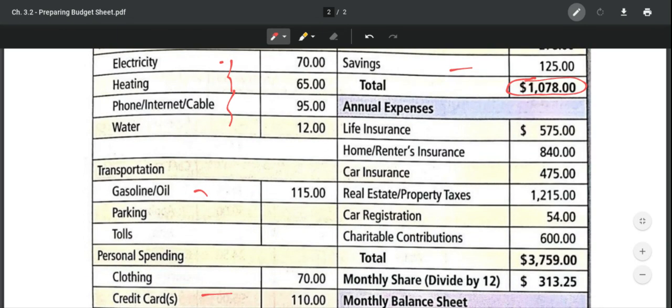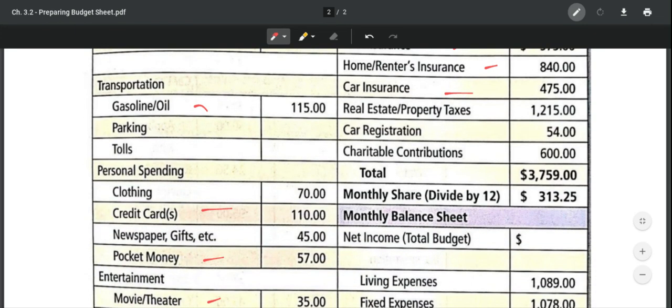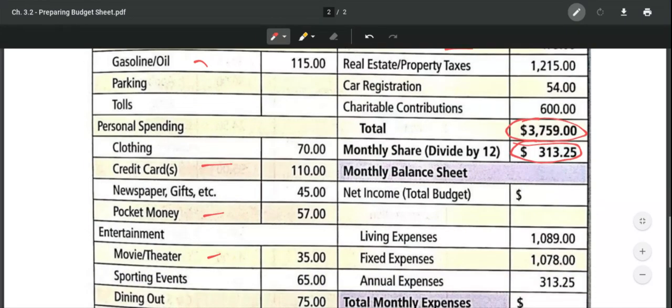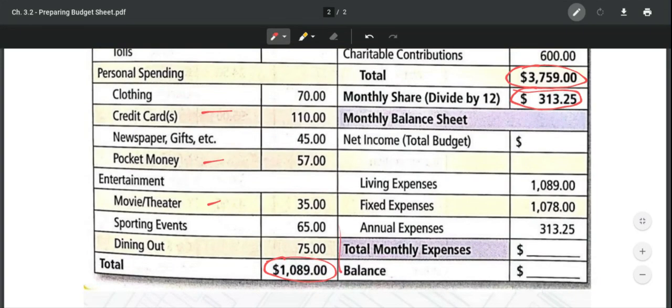Then you want to calculate your annual expenses, which is like life insurance, renter's insurance, car insurance, things like that. So you could get that total. Then you could take out a monthly piece of that to help pay it off at the end of the year. If it only comes out once, you could split it up into months, and that's what is done here. So all you've got to do is divide that number by 12. Then when you actually want to make your balance sheet, that would look here.